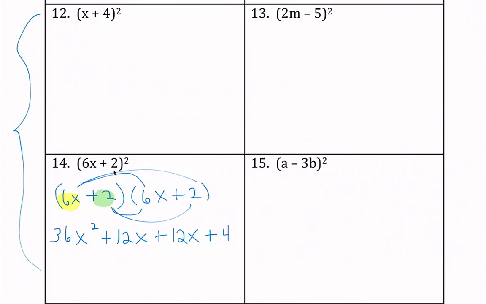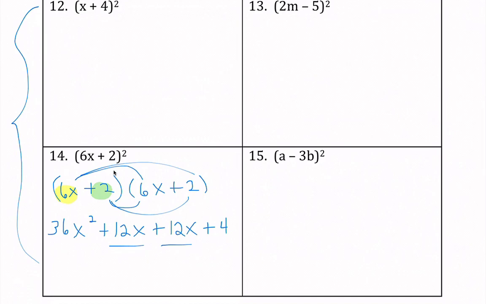All we have left is to combine our like terms. There are no other x squareds. So those 36x squareds drop down.